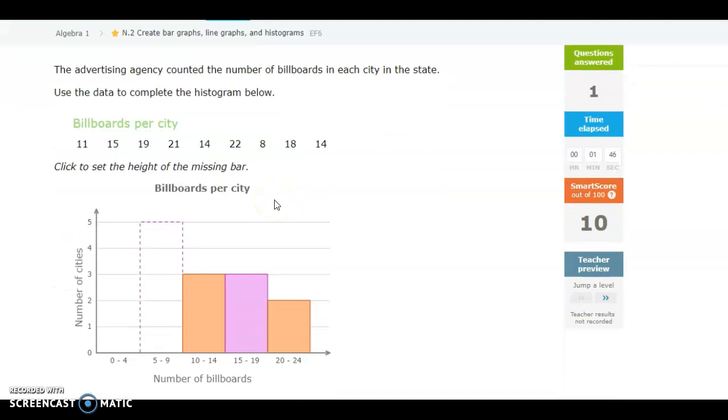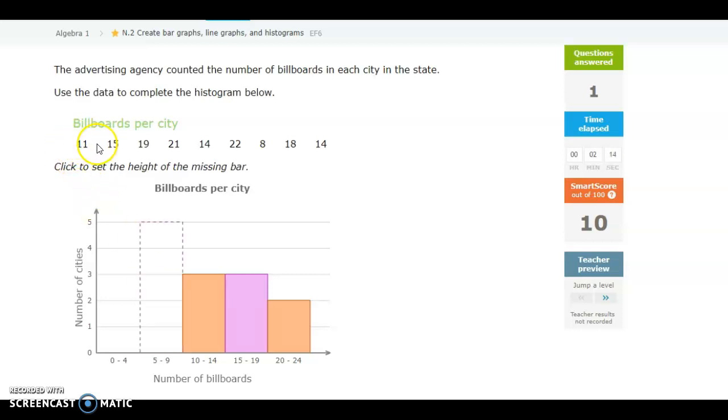You will do the same thing here, but this one wants a range. So the advertising agency counted the number of billboards in each city in the state. Use the data to complete the histogram below. So for this one, it wants you to fill in the missing bar. Notice the missing bar is between 5 and 9. So that consists of any numbers 5, 6, 7, 8, and 9.